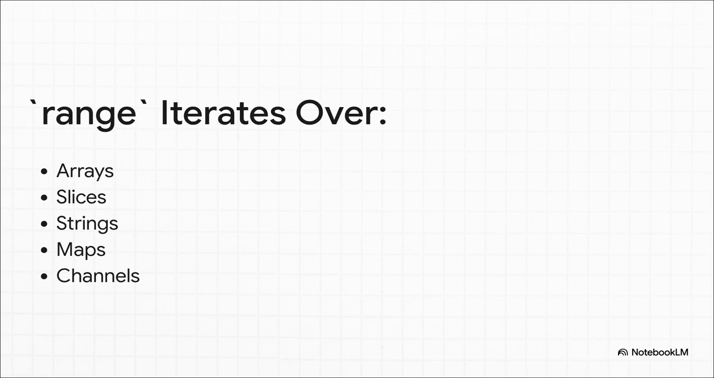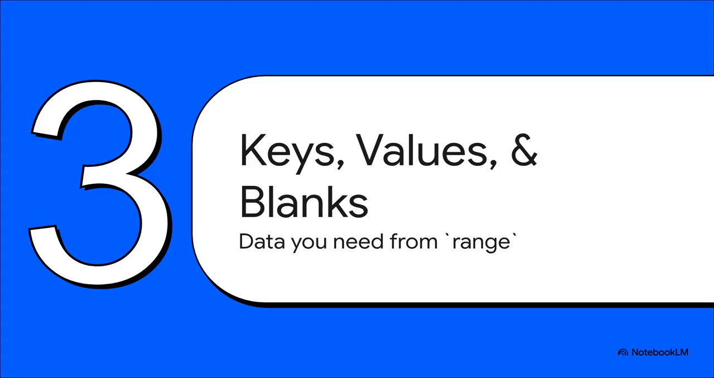It's smart enough to handle the details of iteration for each of those different data types, so you don't have to worry about it. But range is more than just a simple iterator. It's also incredibly flexible, and it gives you really precise control over what data you get back. Let's take a look at how that actually works.